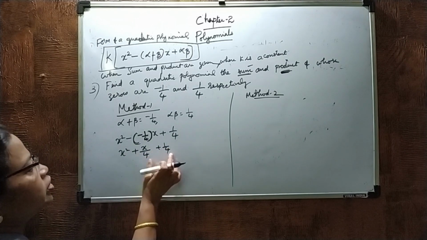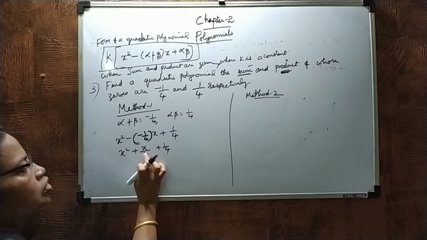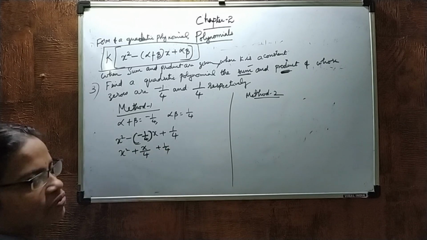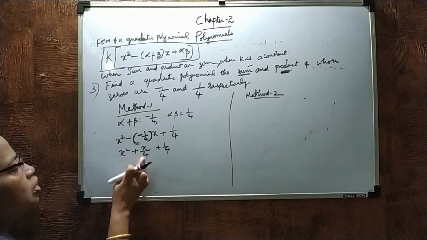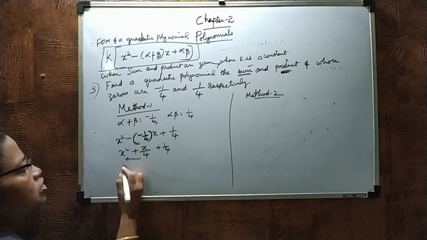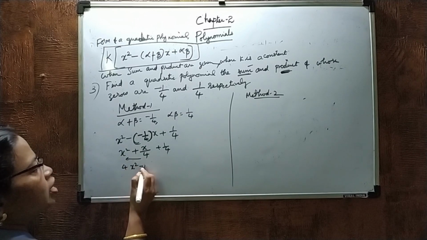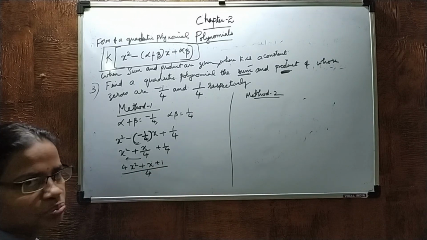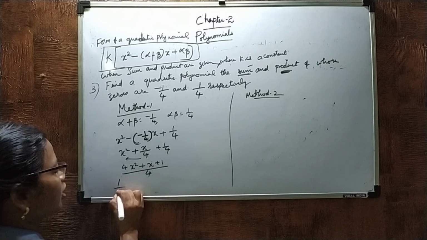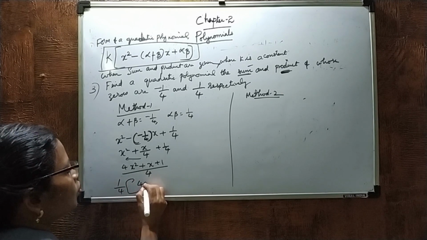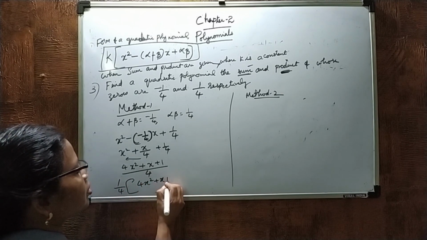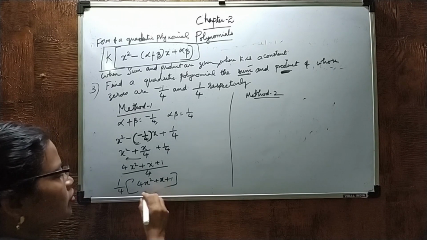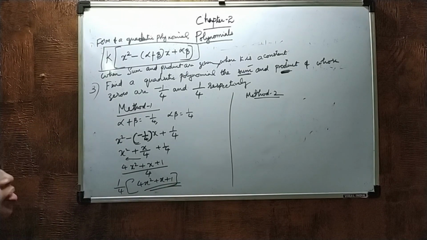Now look here, both the numbers are the same denominator. So the LCM will be 4. So here what should you do? This 4 you have to multiply with this. So it will be 4x square plus x plus 1 the whole divided by 4. So taking 1 by 4 outside, it will be 4x square plus x plus 1. This will be the form of a quadratic polynomial. This is the quadratic polynomial you have to find out.